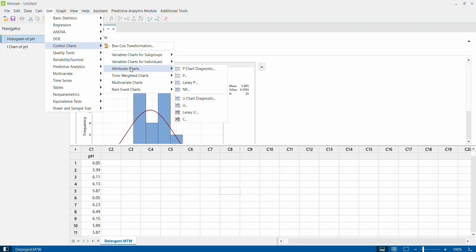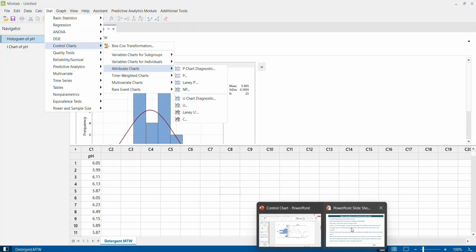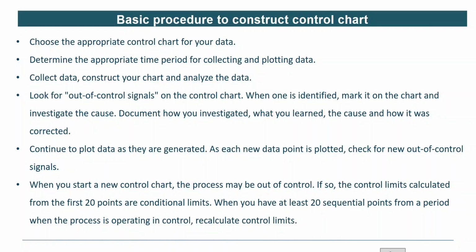In fact, as part of this control chart series of videos, I'll be explaining each of these control charts in my subsequent videos. So coming back to the PowerPoint presentation, the first thing that I need to do is decide the right control chart to be used for a given scenario and given data type. And then I need to decide what time period I am going to collect data from, with which I will calculate my central line and control limits. Last 30 data points, last 100 data points.